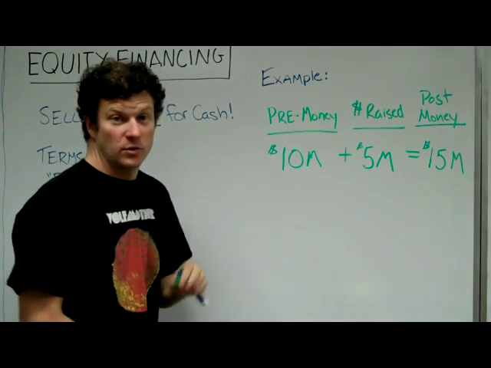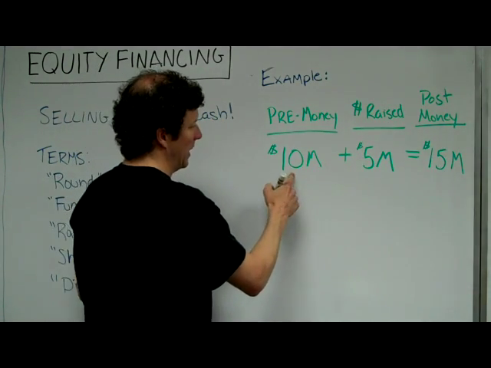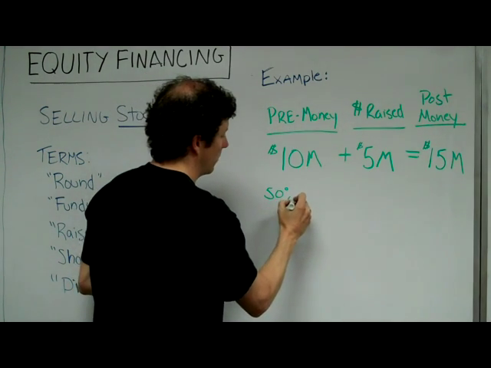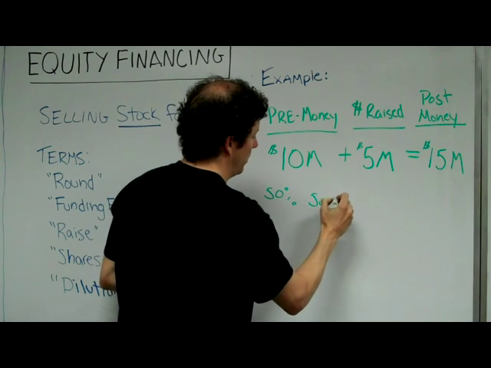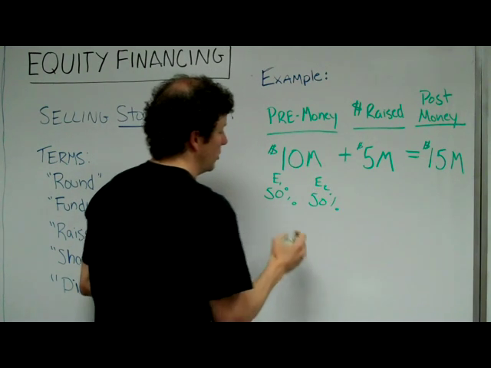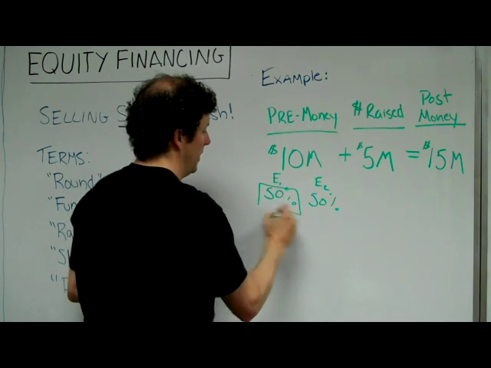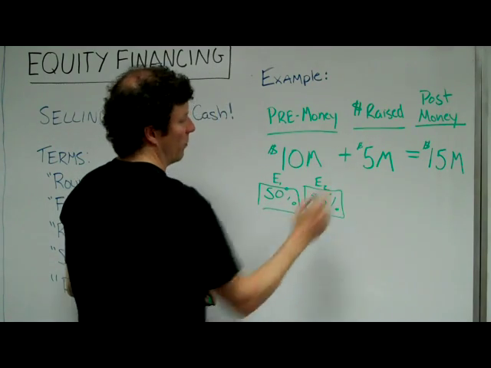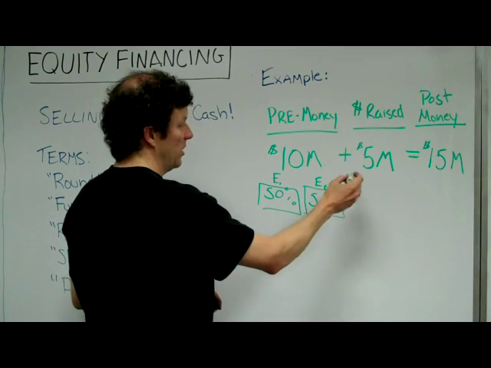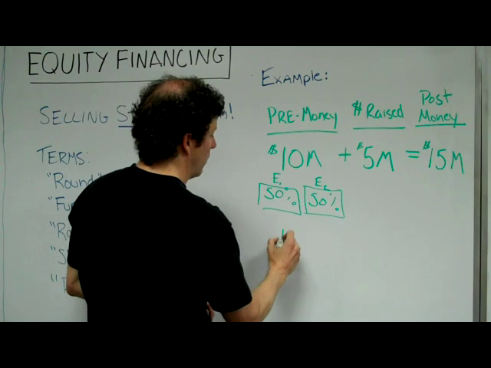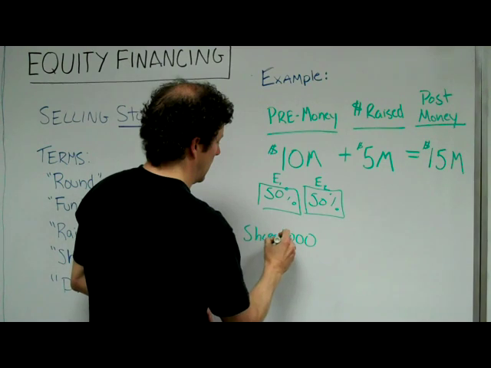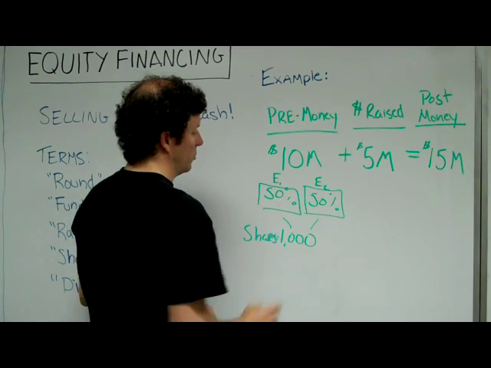These are important terms. Why? Because let's say you were a 50% owner of this $10 million company, and there are two 50% owners, entrepreneur number 1 and entrepreneur number 2, each owning 50% of the company. Let's say that there are 1,000 shares outstanding, and each person owns 500 of those shares.